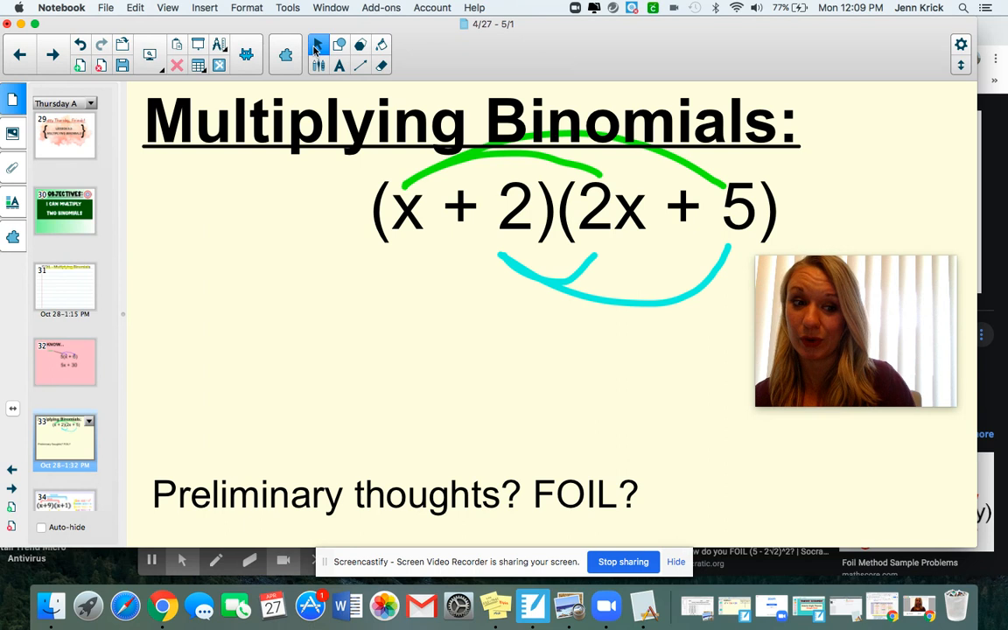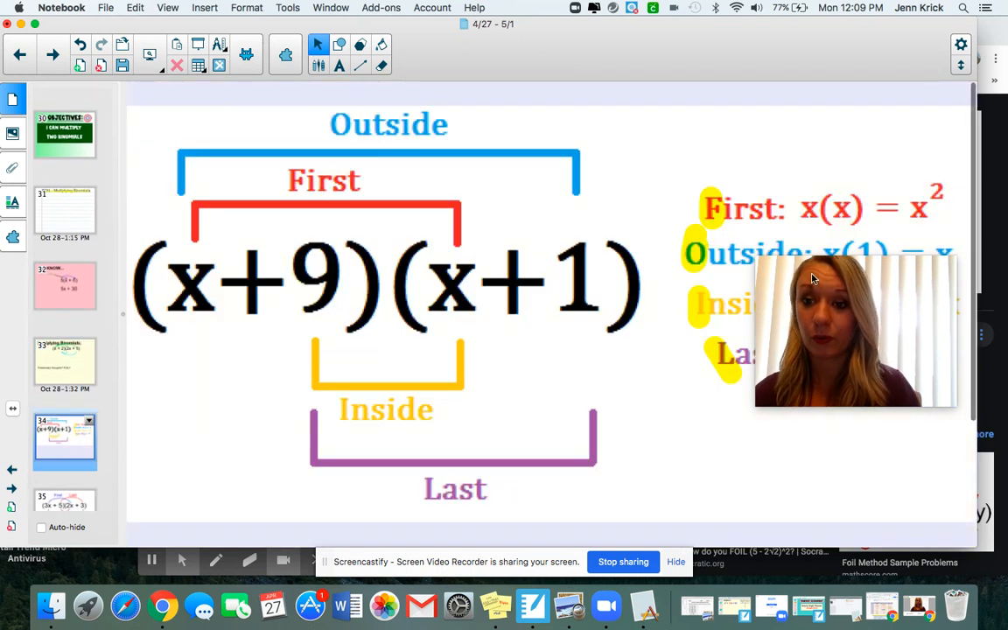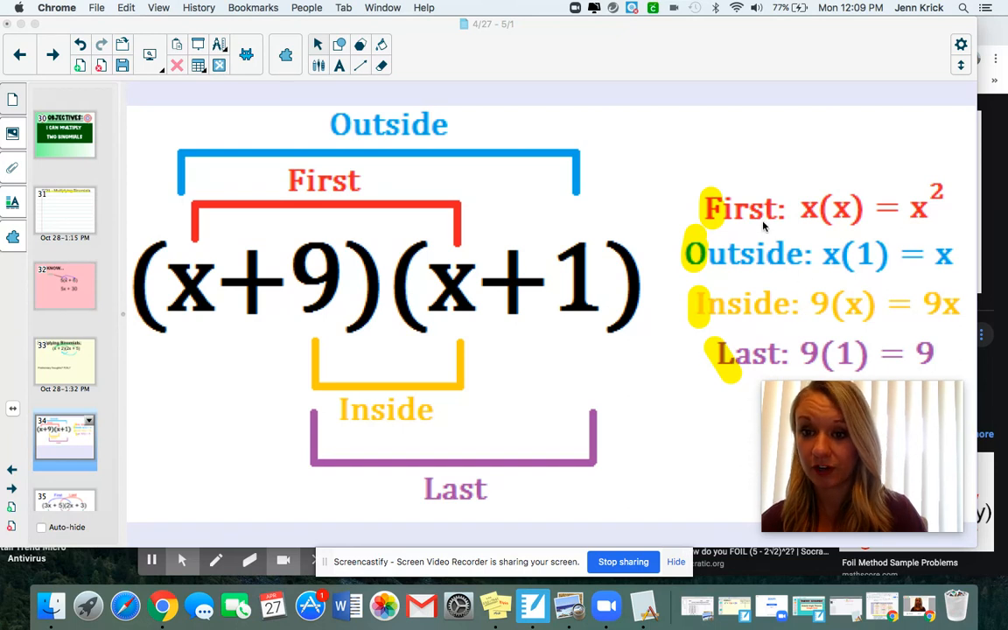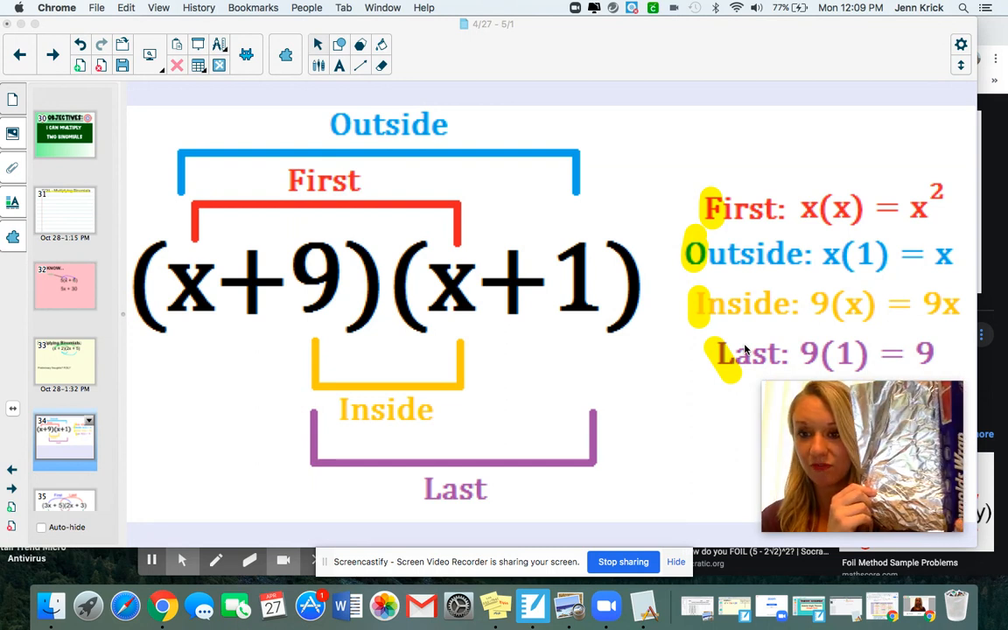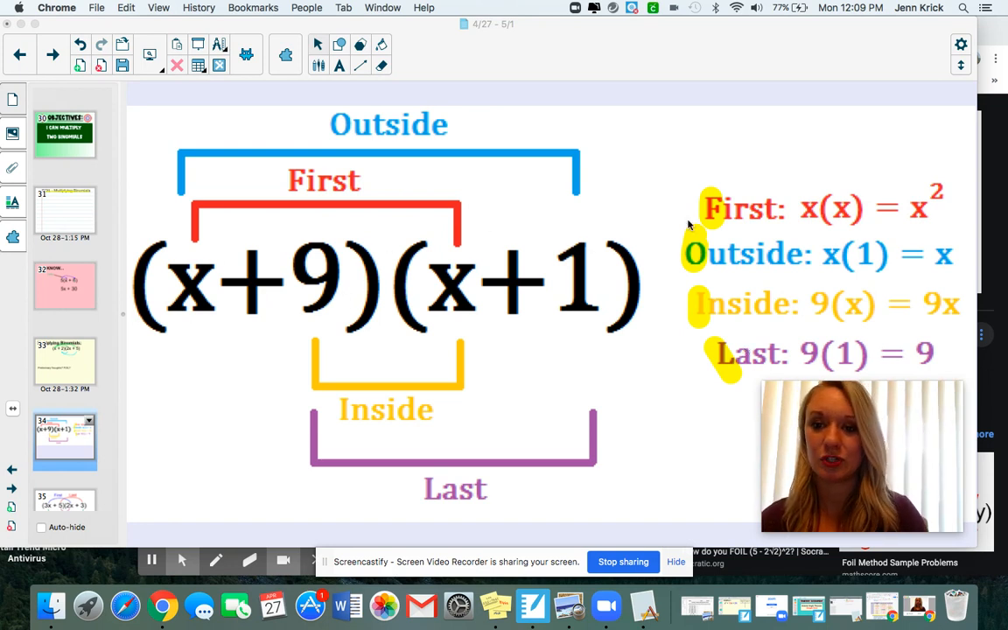When I say FOIL, though, that is actually an acronym. FOIL stands for first, outside, inside, last. So first, outside, inside, last. It's basically like a step-by-step way to multiply two binomials, okay? Are we actually going to be foiling our math work? Yes, but it's an acronym. It's not actual tinfoil. So if I gave you these two, you're following FOIL in a step-by-step fashion.